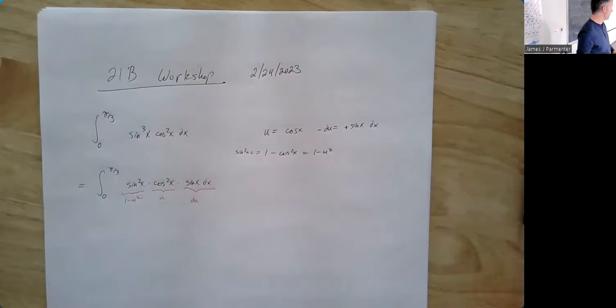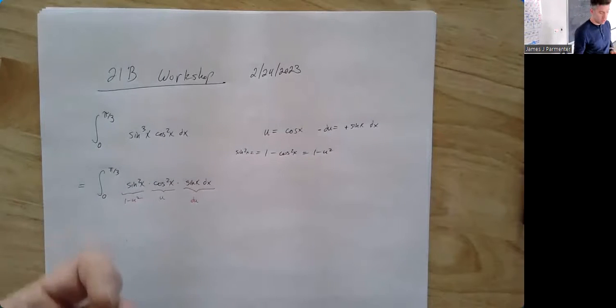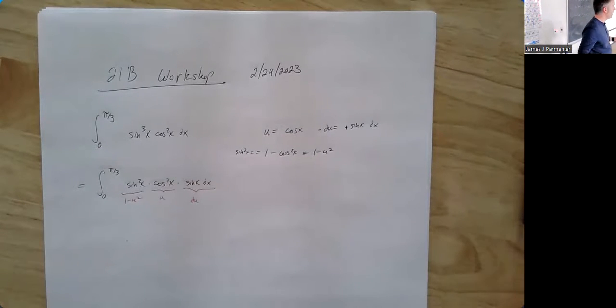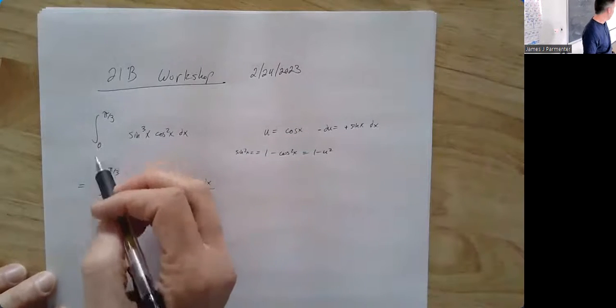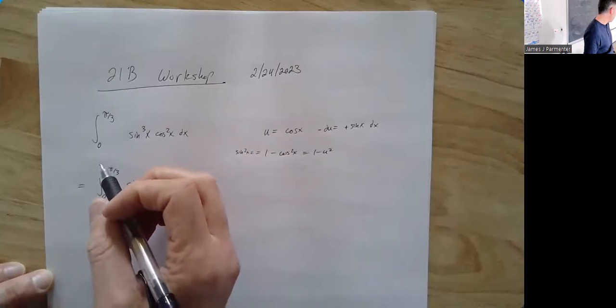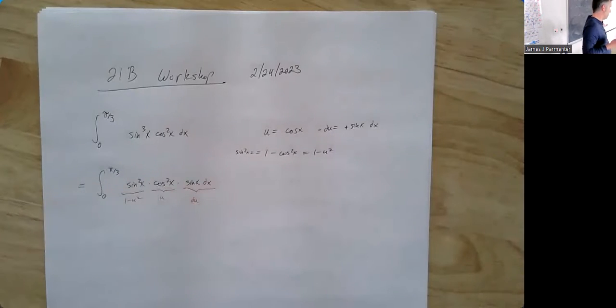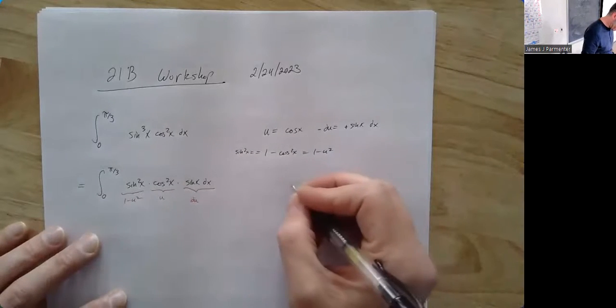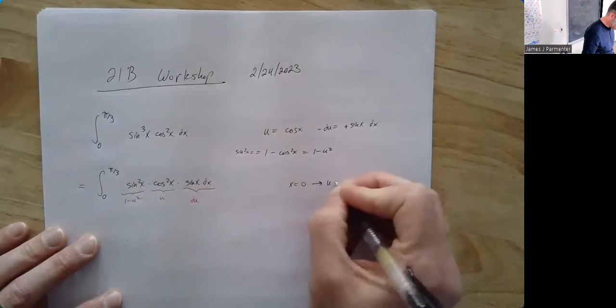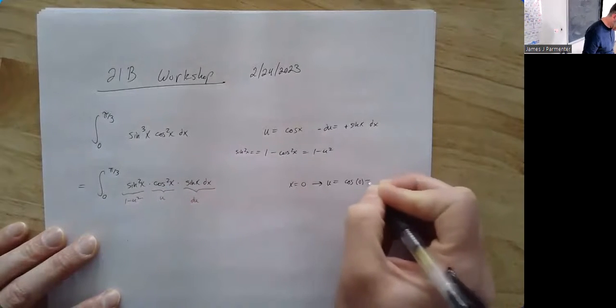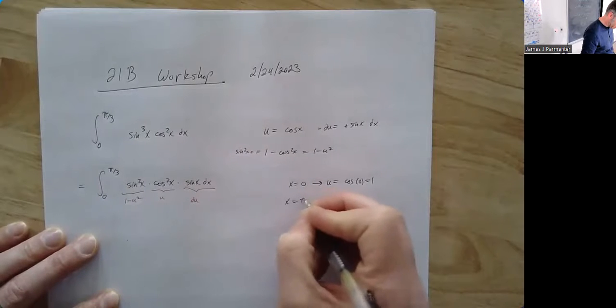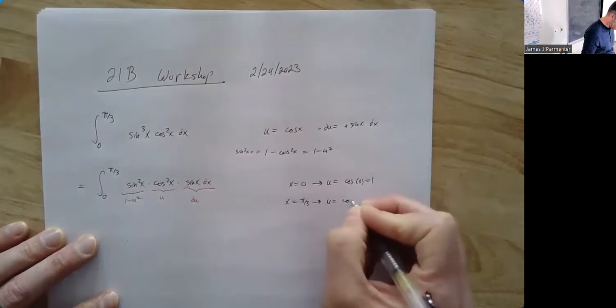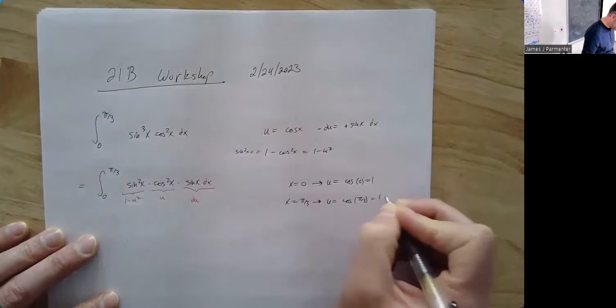To change or not to change limits of integration? My answer to that question is usually to change, unless the change seems terrible. Meaning, if these numbers were not nice angles that I could take sine of easily, I wouldn't do it. But since those are really regular things to take sine or cosine of, I'm going to actually make the change. So if x equals 0, u is going to equal cosine of 0, which is 1. If x equals pi over 3, u is going to equal cosine of pi over 3, which is 1/2.